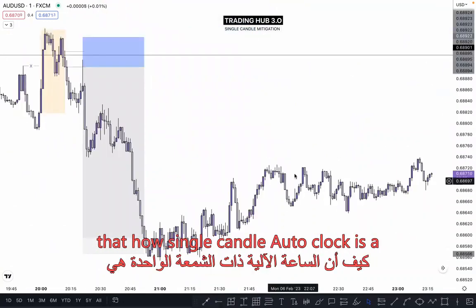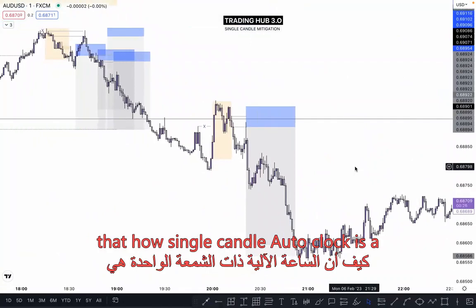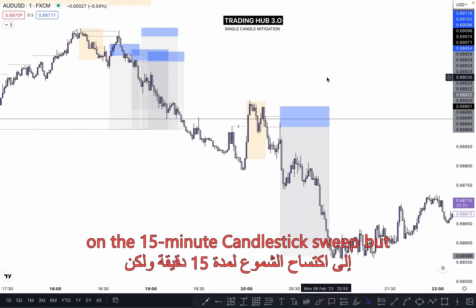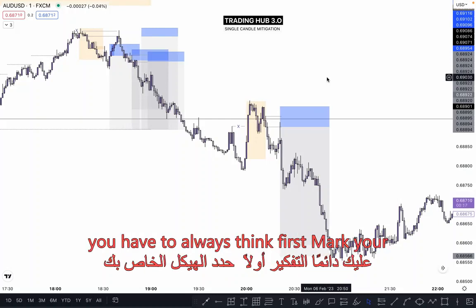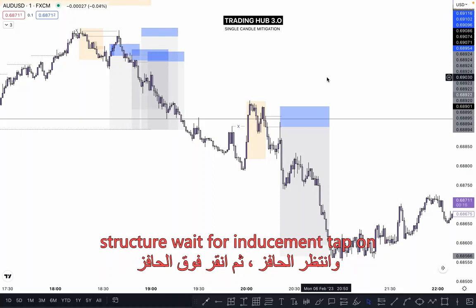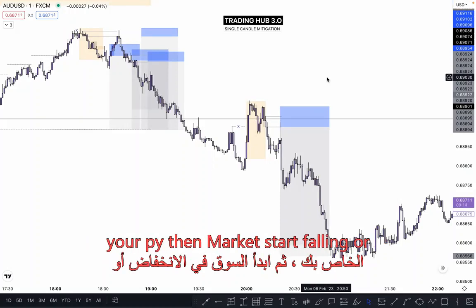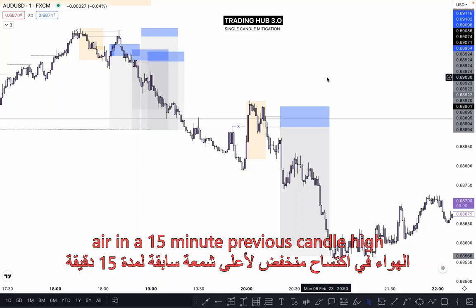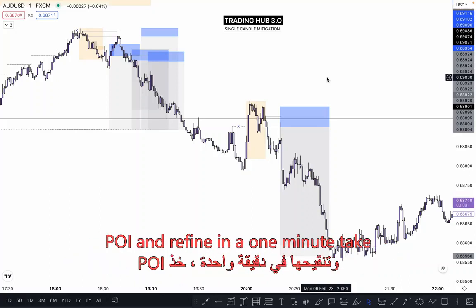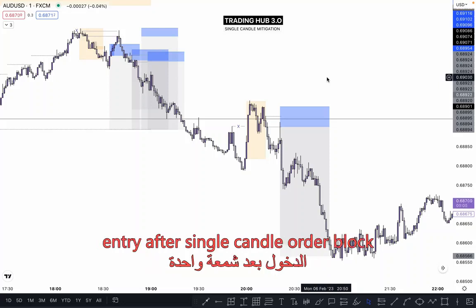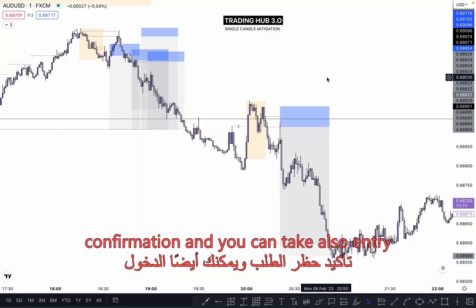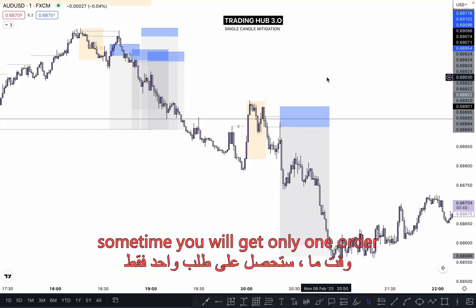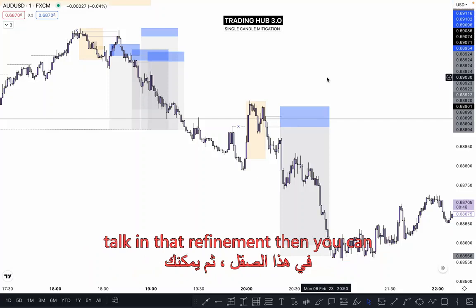So I hope you understand how the single candle order block works, and how you can identify POI based on the 15-minute candlestick sweep. But you always have to think: first mark your structure, wait for inducement, tap on your POI, then the market starts falling or pushing upside. Then you switch to the 15-minute previous candle high or low sweep, and those candles act like a POI. Refine in the 1-minute and take entry after single candle order block confirmation. You can also take entry based on the CHoCH and flip on the T module. Sometimes you will get only one order block in that refinement, then you can directly sell or buy.